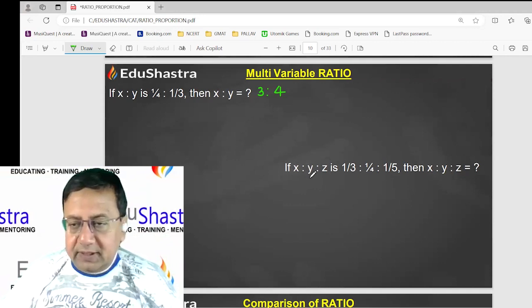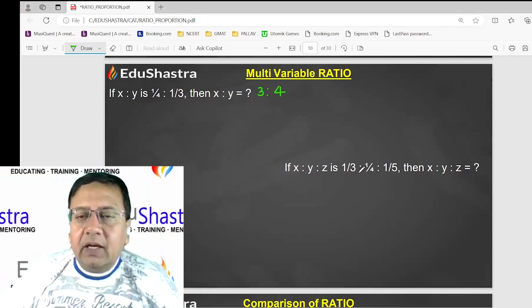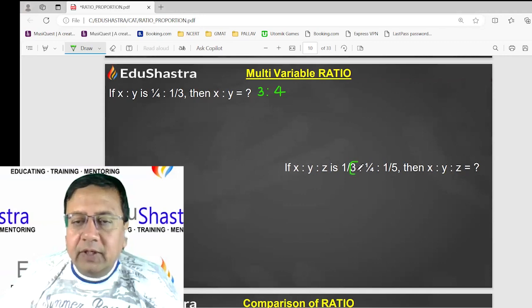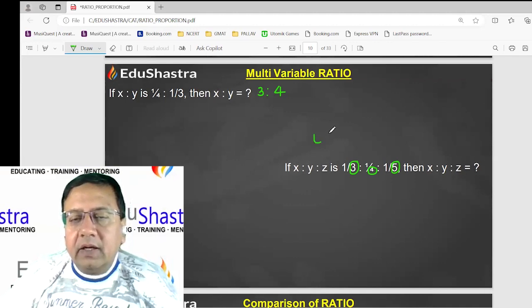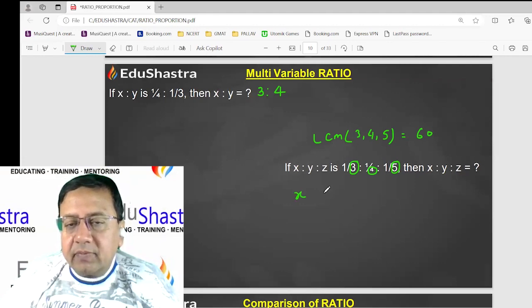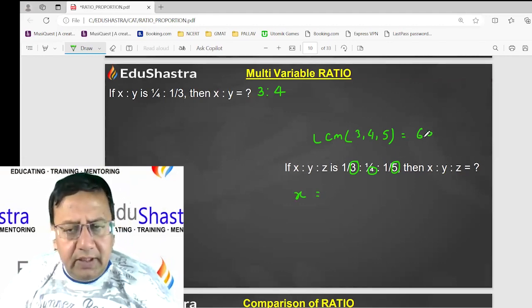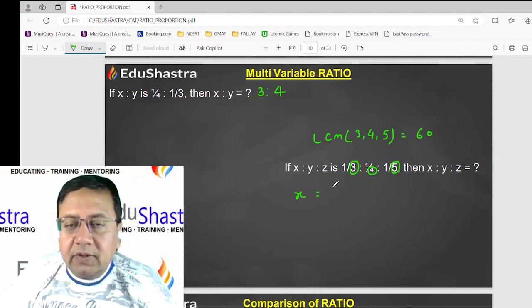Now, come to the second example. Yes, Alan, correct. Now, how can I do this? Take the LCM of the denominator numbers, for all these numbers. So if I take the LCM of 3, 4, and 5, how much? 60. Right? This is the LCM, 60. So here, x is what? First you take the LCM and then take the LCM as the numerator of every number. So this is 60 by 3, right?